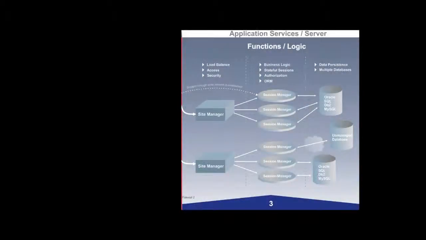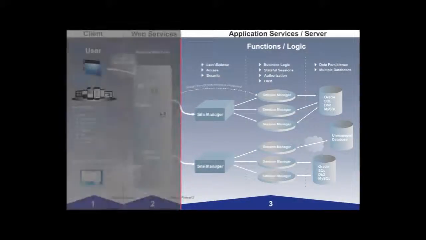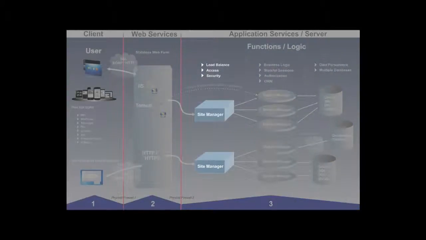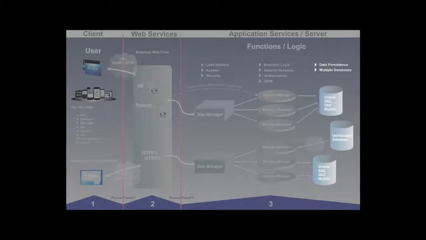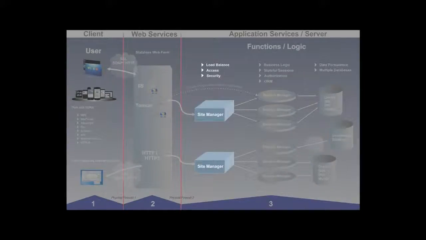The Expanz application services tier is the engine room of the Expanz platform. The application services tier consists of three components: the site manager, the session manager, and data persistence. The site manager performs load balancing for the application server or servers, for authentication, and for logging and diagnostics. Applications deployed on Expanz's platform reside in a site, or said another way, a site is the container for an application built and deployed on Expanz's platform.